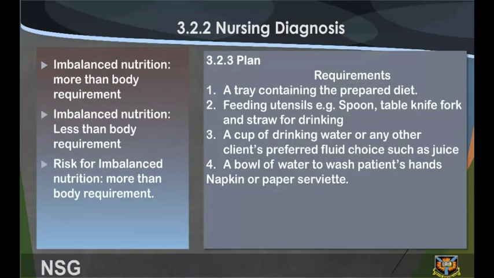Nursing diagnosis. Imbalanced nutrition, more than body requirement. Imbalanced nutrition, less than body requirement. Risk for imbalanced nutrition, more than body requirement. Plan requirements. 1. A tray containing the prepared diet. 2. Feeding utensils: spoon, table knife, fork, and straw for drinking. 3. A cup of drinking water or any other client's preferred fluid choice, such as juice. 4. A bowl of water to wash the patient's hands, napkin or paper serviette.